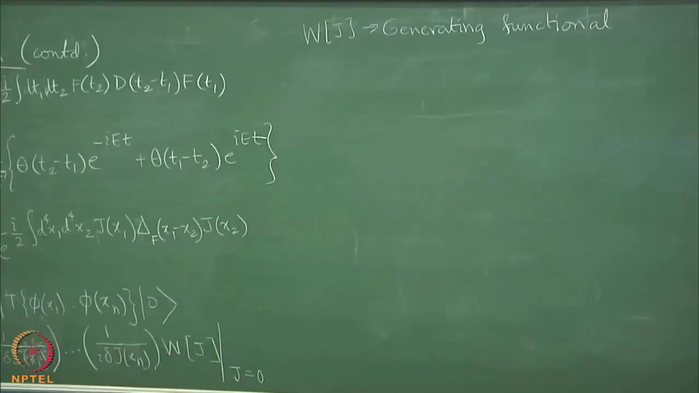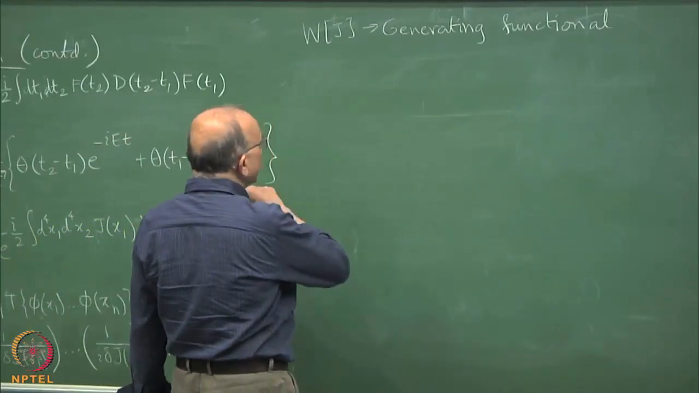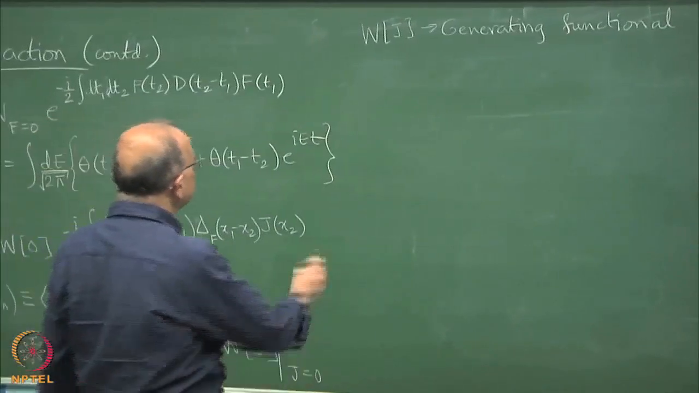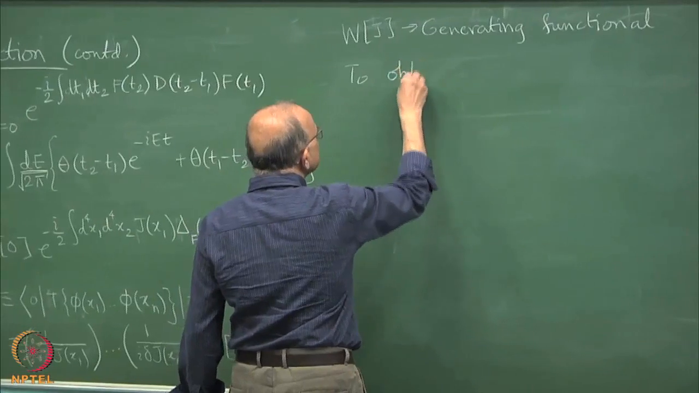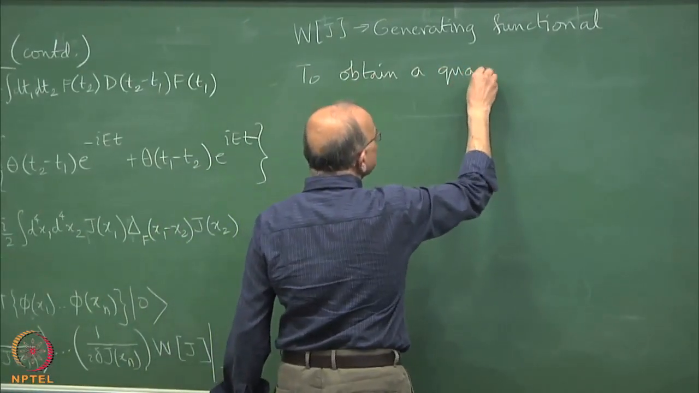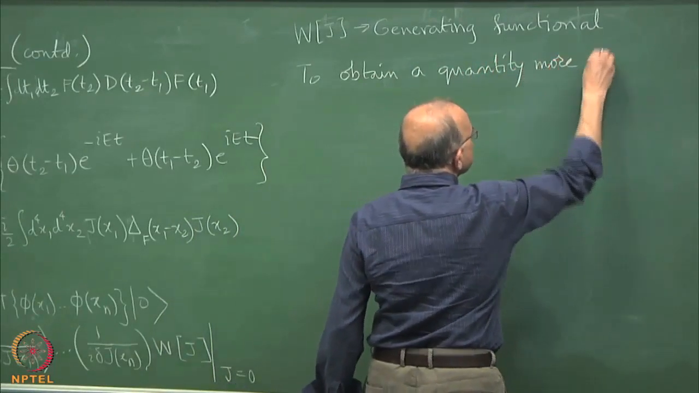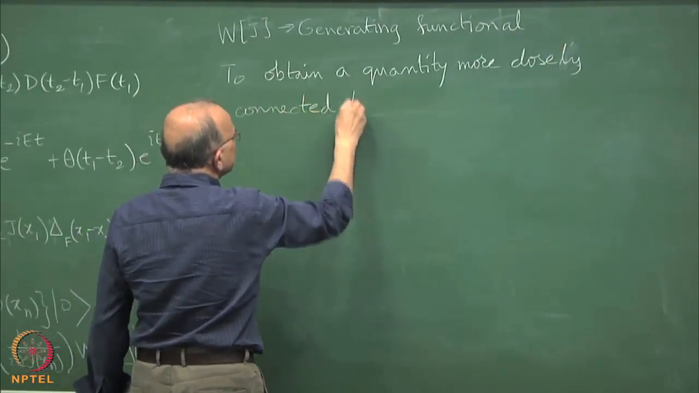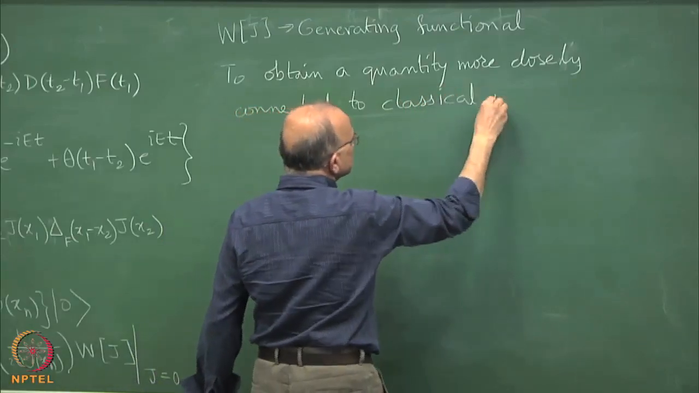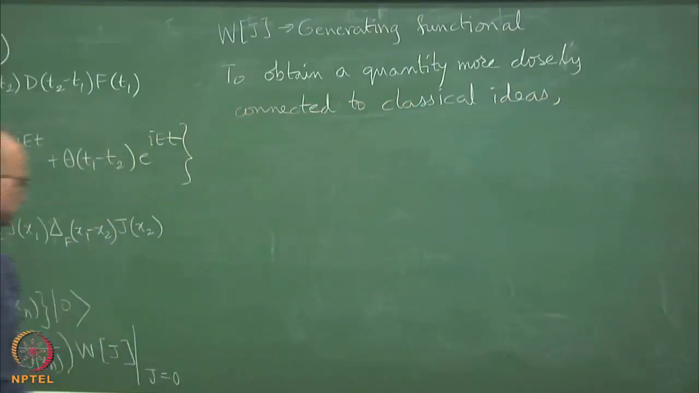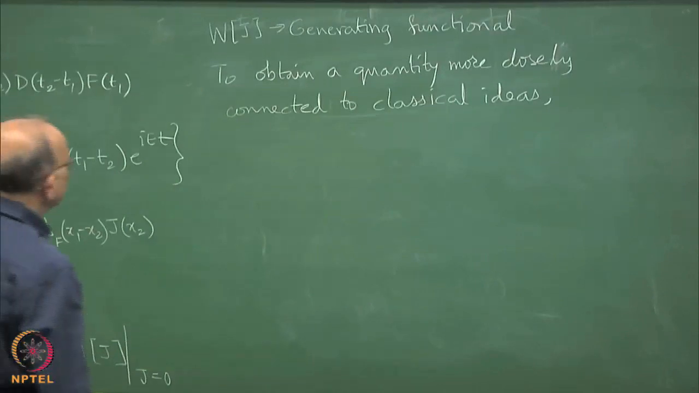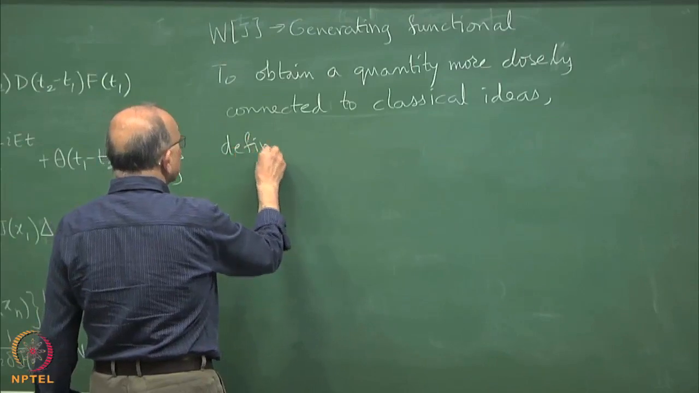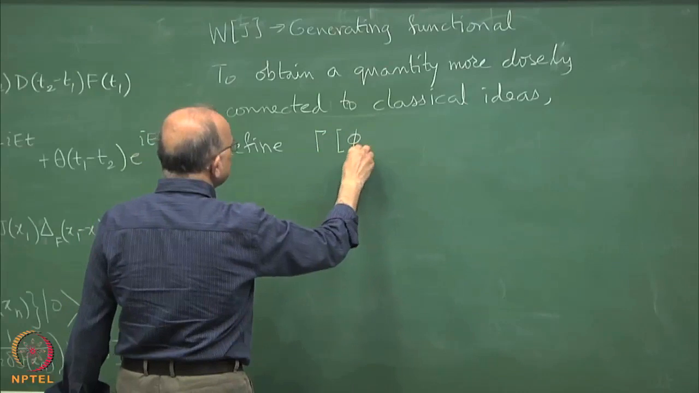You will complain that we have lost any intuitive feeling about what is going on, and what our next goal is to actually derive a different quantity which connects with classical ideas. We want to obtain something which we call capital gamma of phi classical of x.